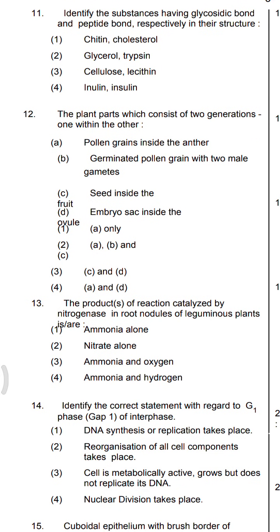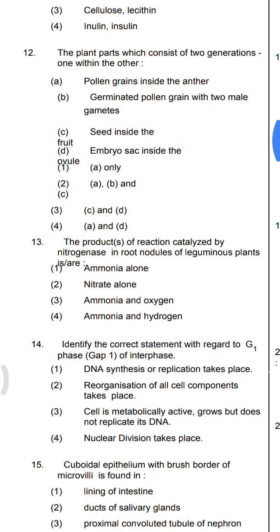13th question. The products of reaction catalyzed by nitrogenase in root nodules of leguminous plants are: option 1, ammonia alone. Option 2, nitrate alone. Option 3, ammonia and oxygen. Option 4, ammonia and hydrogen.